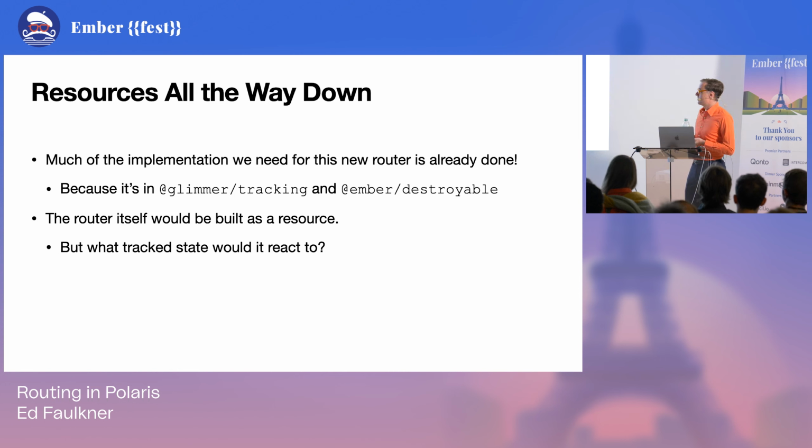So the nice thing about that is much of the implementation we need to make this new router is already done, because the way you build this router is using the tools that we've already been talking about. If you know how to compose resources, you know how to use Glimmer tracking and Ember destroyable, those are the primitives to build the router itself in. So the router itself would be built as a resource controlling other resources. It would look not very different than these examples we've been showing of resources. But that does lead to the question, so what tracked state would the router itself react to?